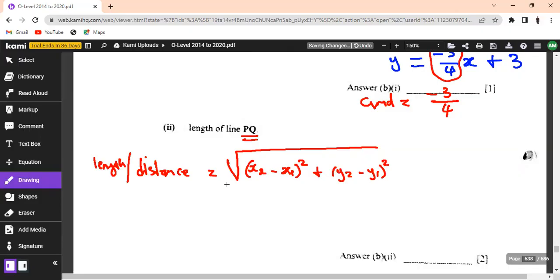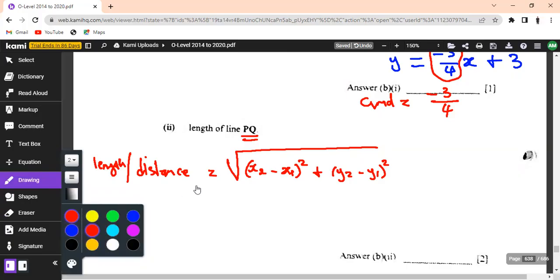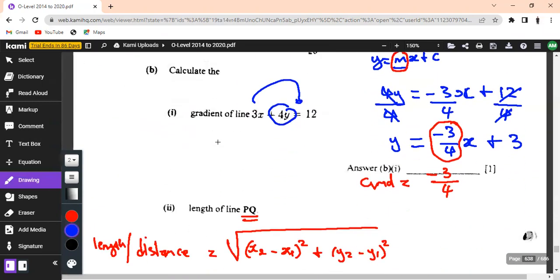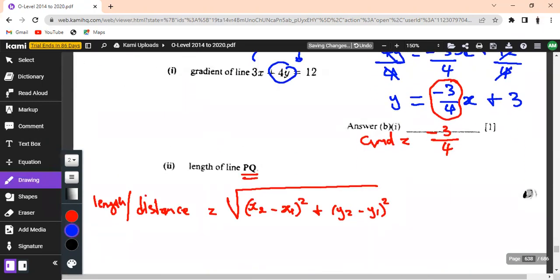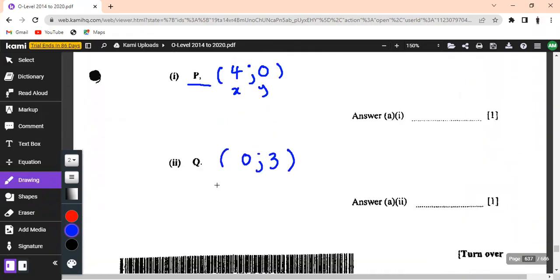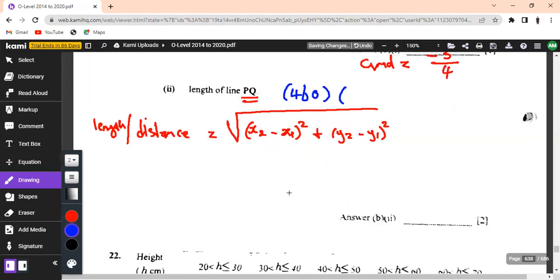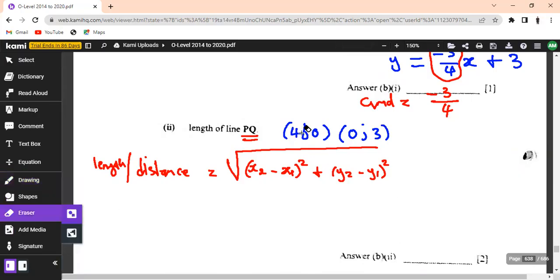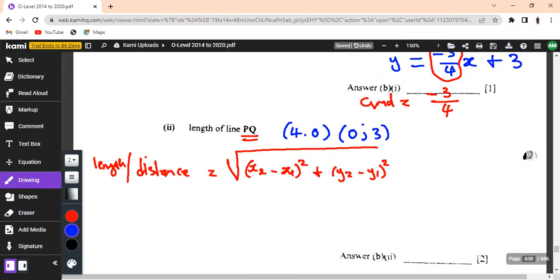What I am trying to say is you'll be given points A and B, because you are talking of P and Q. So you have the point P that we calculated. We said P is (4, 0). So you are going to write these points. This is your P, which is (4, 0), and our Q was (0, 3). So your Q at this point was (0, 3). What I want you to see is that you're going to name these points.